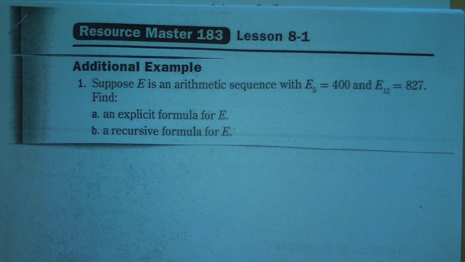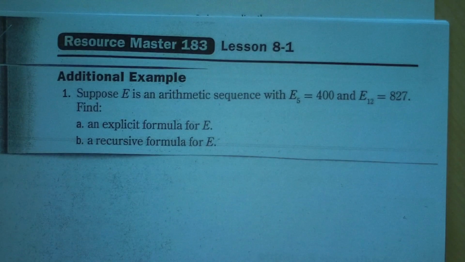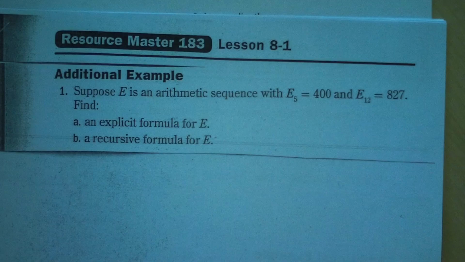Okay, so if we're thinking explicit here, we've got to have something like A sub n is equal to D times n minus 1, plus A sub 1. So the things that we need to make this equation are that D value and that A sub 1 value.